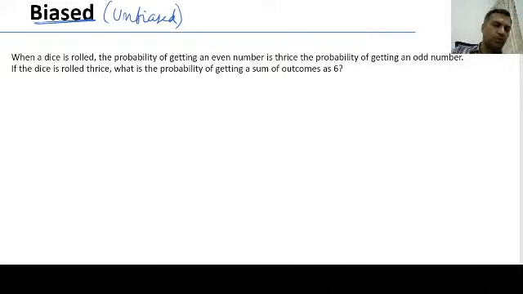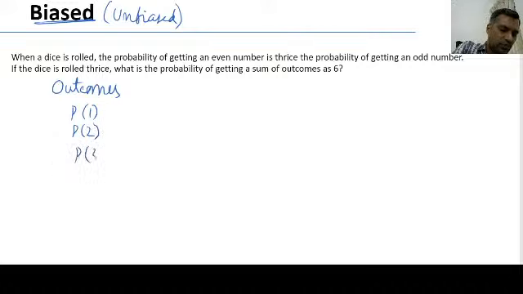When a dice is rolled, the probability of getting an even number is thrice the probability of getting an odd number. Okay, so what are the outcomes here, guys? Let me write the outcomes quickly. Probability of getting 1, probability of getting 2, 3, 4, 5, 6. These are the outcomes when you roll a dice.